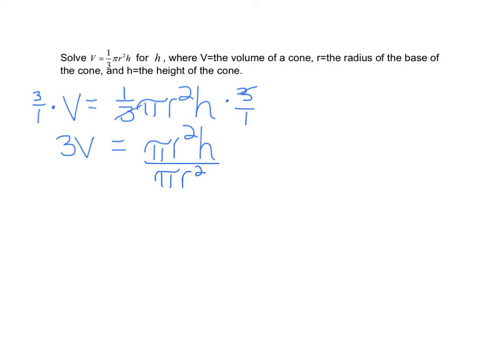Since it's all multiplied, I can divide all at one time. So I'm going to divide that side by pi r squared and the left side by pi r squared. This cancels. I'm left with h equals 3v over pi r squared. Have I isolated h? Yes.